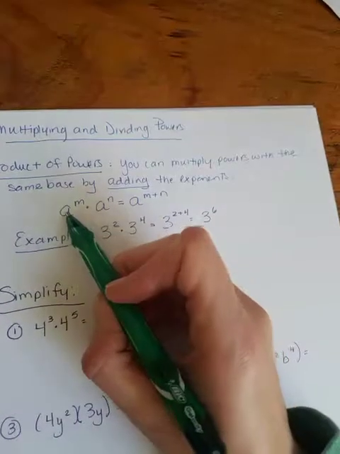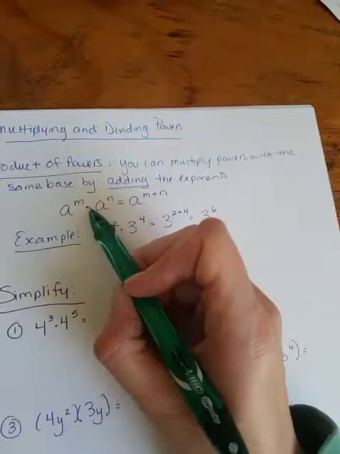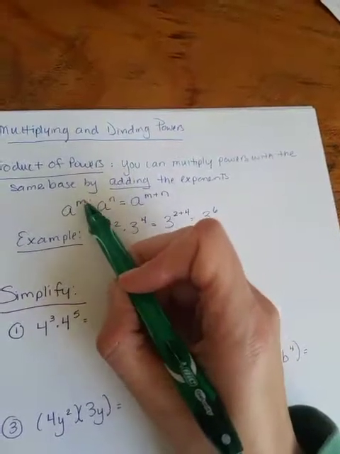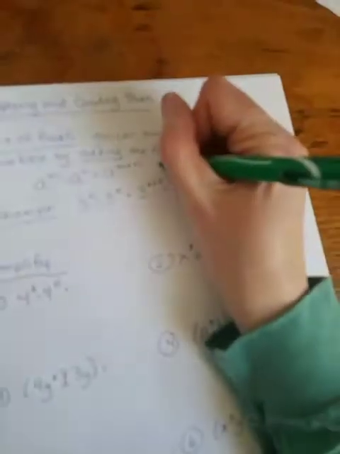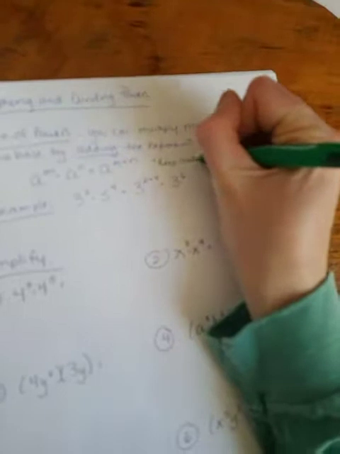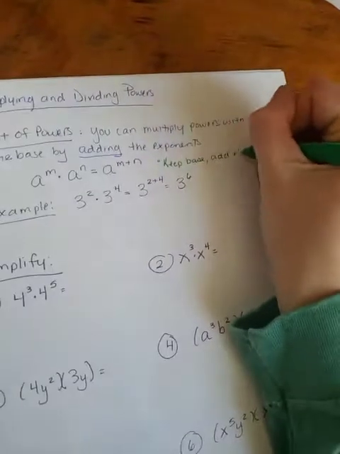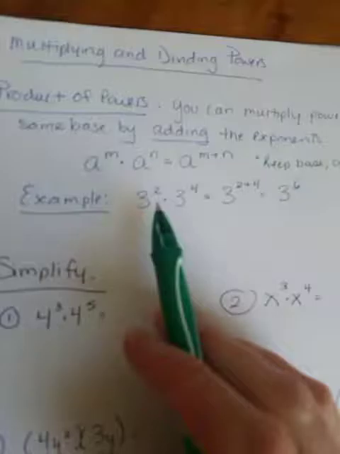So that's what it means where it says you can multiply powers with the same base. I am multiplying. This whole thing here is a power. This whole thing here is a power. So you're multiplying the same bases. And to do that, I always say keep the base, add the exponents. I don't know if that really helps you. Keep base, add the exponents. And if that doesn't make sense to you still, let's look at it with an example.